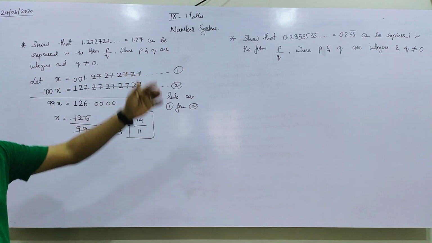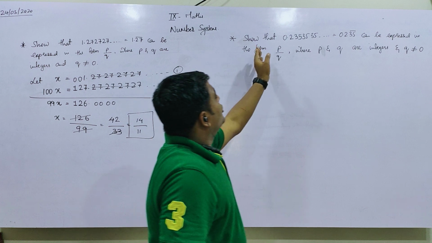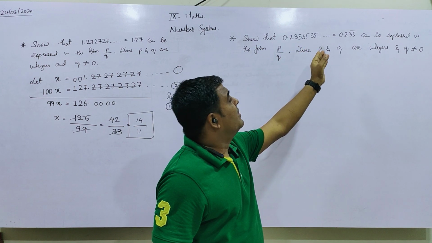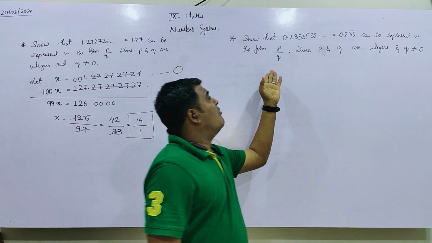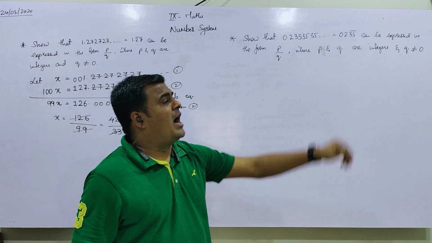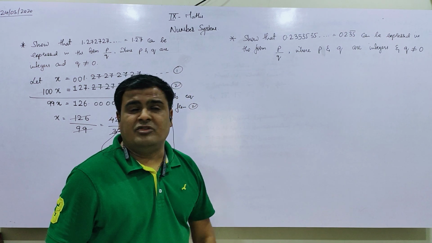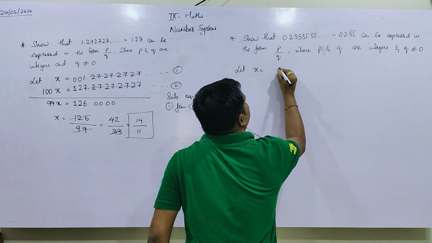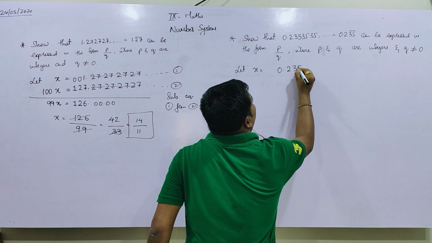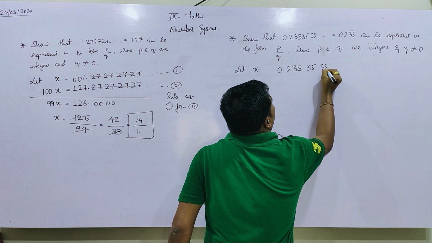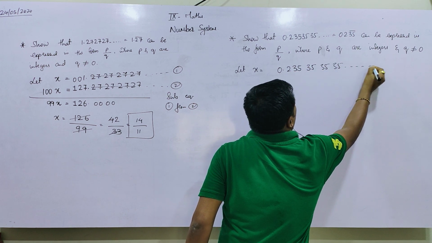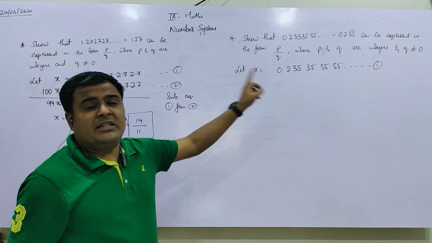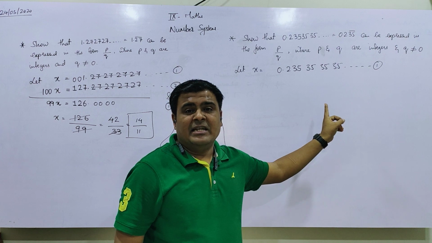Now let us see another question. We have to show that 0.2353535 can be expressed in the form of p by q, where p and q are integers and q is not equal to 0. Let us assume x is equal to 0.2353535 and so on. This is our equation number 1. Remember, here only the number 35 is repeating.